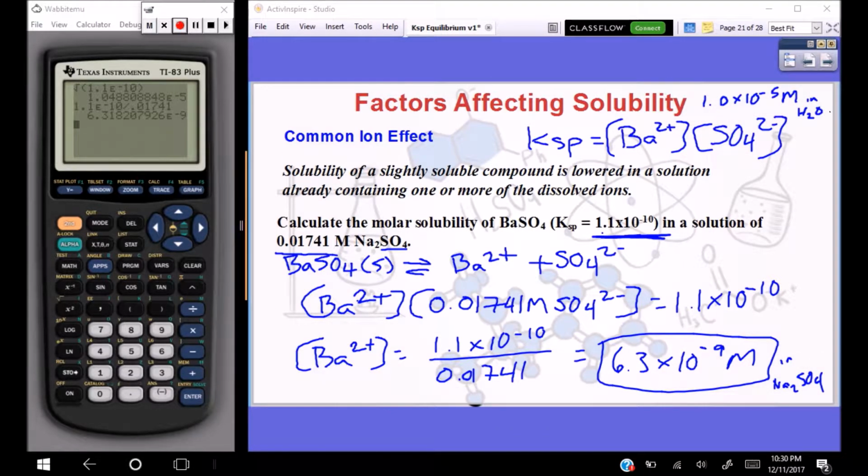Okay, so if we look at this concentration, is this bigger or smaller than if we were to dissolve in water? It's smaller. It's way smaller, which confirms our common ion effect. If we dissolve in a solution with a common ion, we're going to have less stuff dissolve. Therefore, our concentration of those ions will be smaller. You can see that the original concentration appears a lot larger.